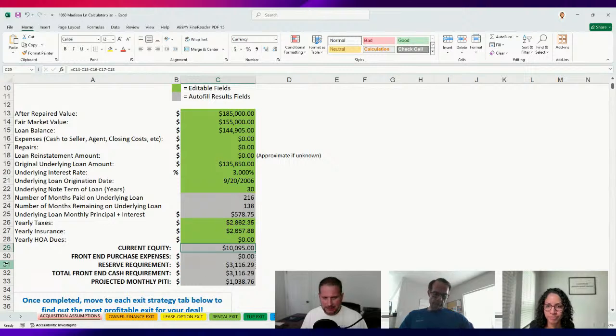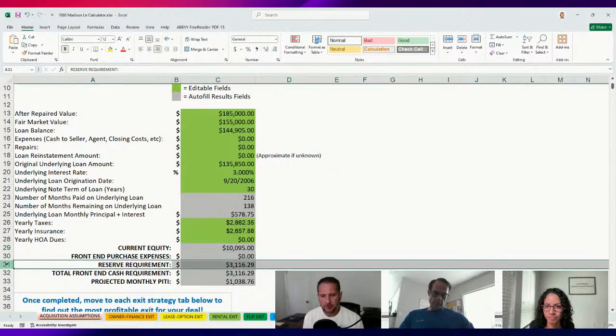This is a big one that I don't think a lot of folks think about too much when they're getting into these deals, but this is a reserve requirement, and this is only 3 months reserves on this one. I would recommend actually 6 months if the deal can afford it, because ultimately what you're doing is you're entering into a long-term.